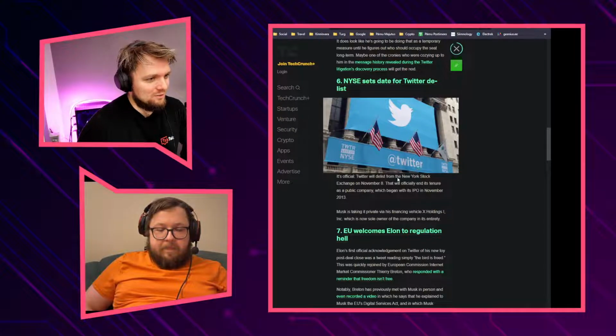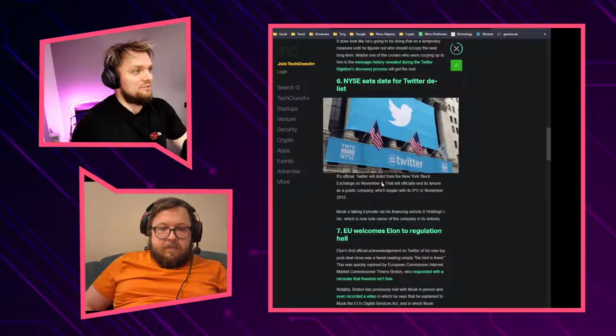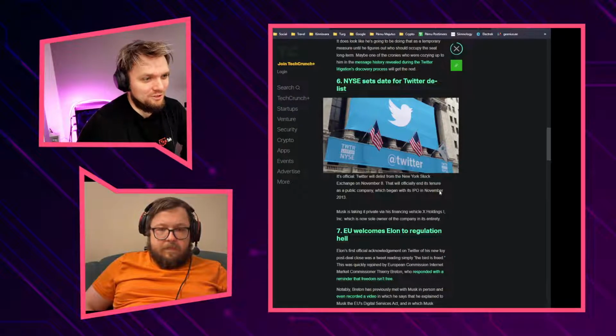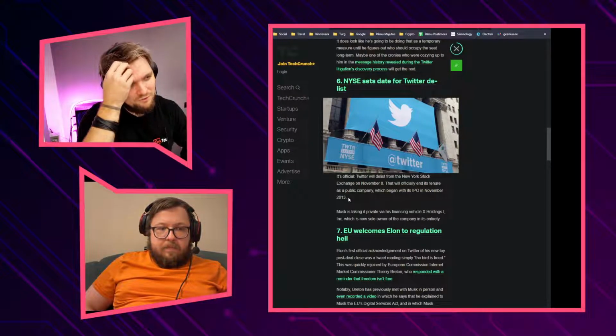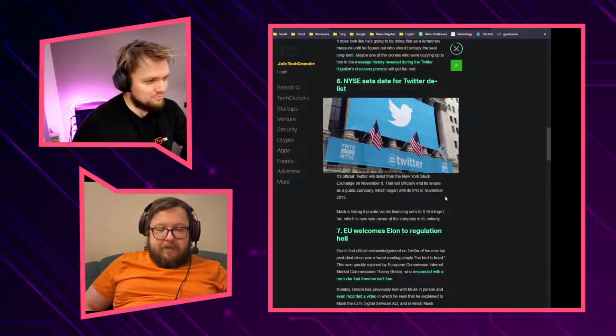He set the date already that Twitter will become a private company, and November 8th is the date where he will take Twitter private. So you will not be owning any Twitter stock, which you could do in the past 9 years since 2013. Well, that was the whole point, yeah.